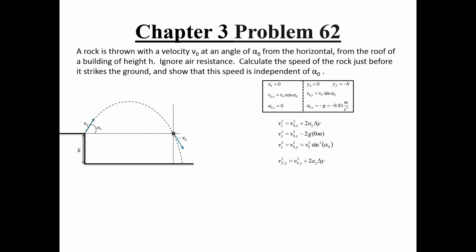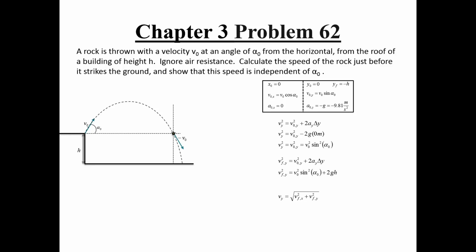In this situation, delta y is no longer 0. Instead, it is falling a distance h, so we will substitute in minus h for delta y and minus g for the acceleration and solve for the velocity in the y direction. We will keep it in its square form since we will need it that way in a second. To find the magnitude of the total final velocity, we simply need to take the square root of the sum of the squares of the two components.